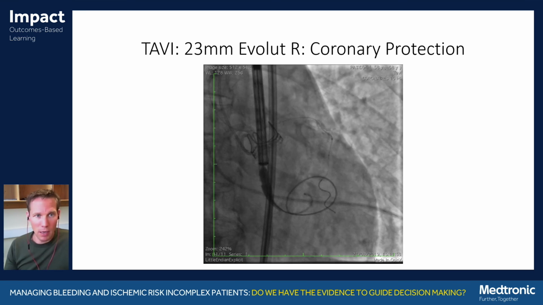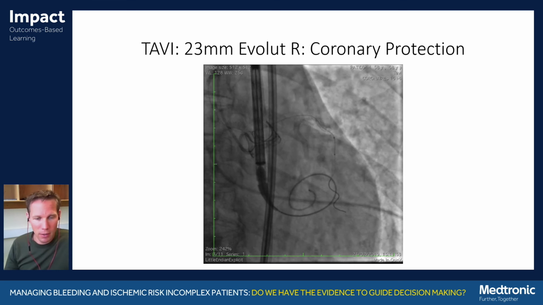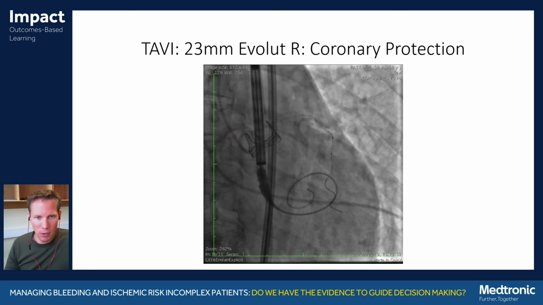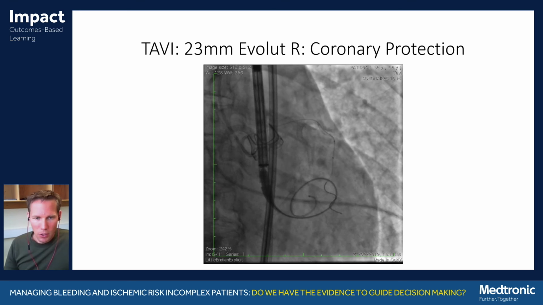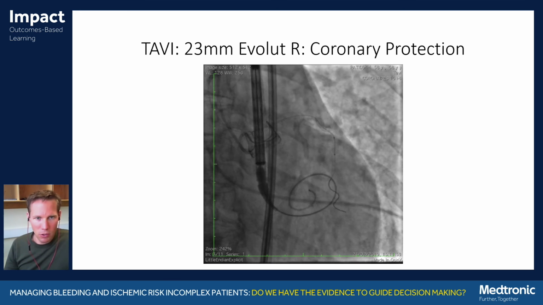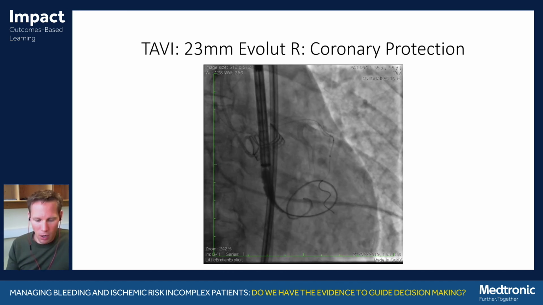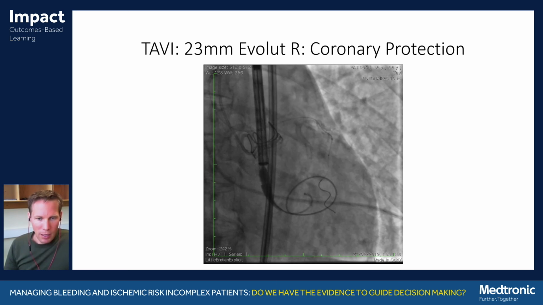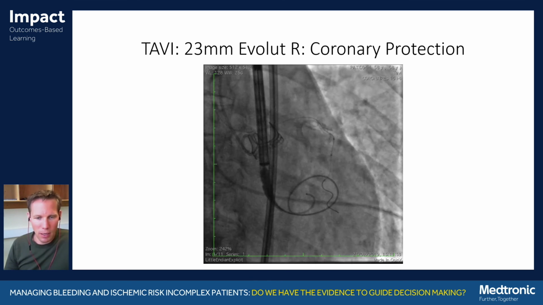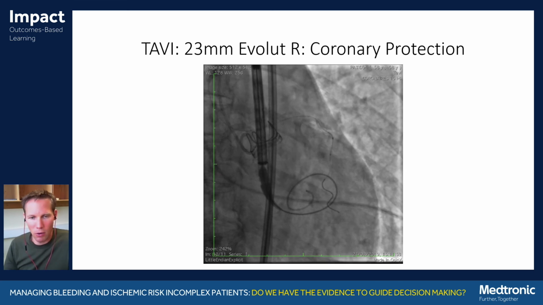So at this point, we had stopped both her aspirin and her Plavix. We performed her TAVI without any antiplatelet therapy and, of course, without an anticoagulant. She had suitable transfemoral anatomy for implantation of a 23 millimeter Evolut R. The coronary arteries were protected, even though the VTC was relatively wide at over 5.